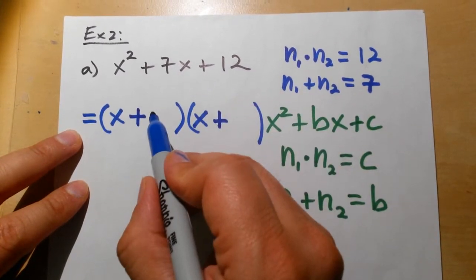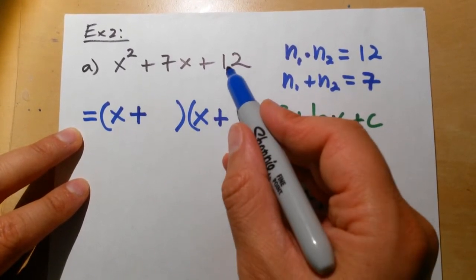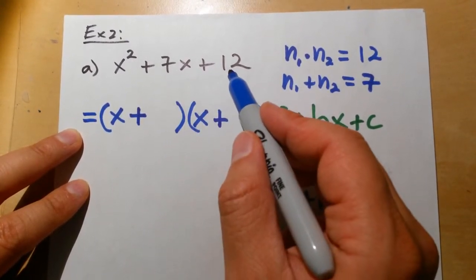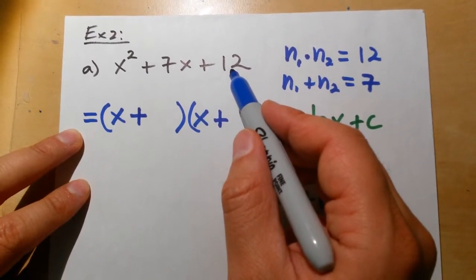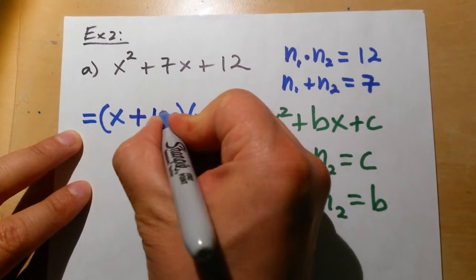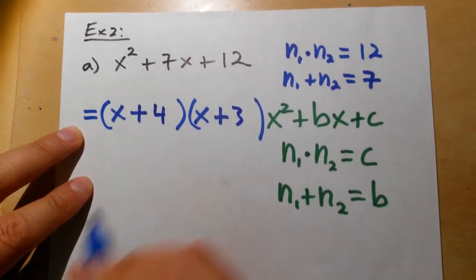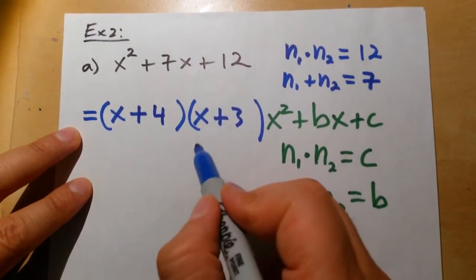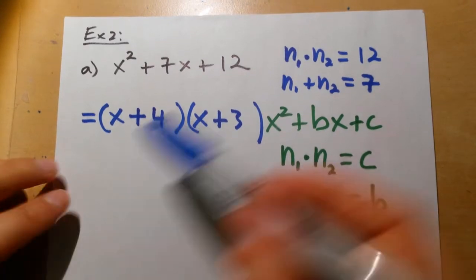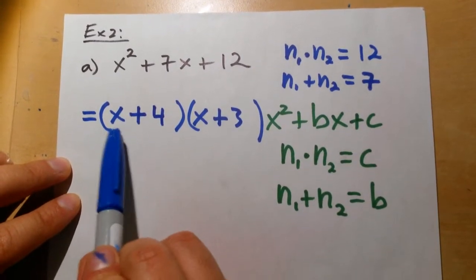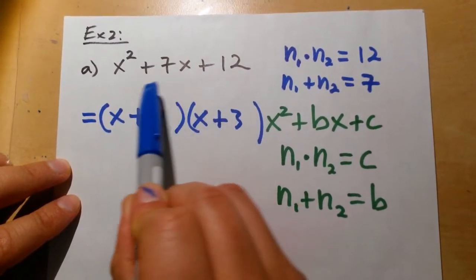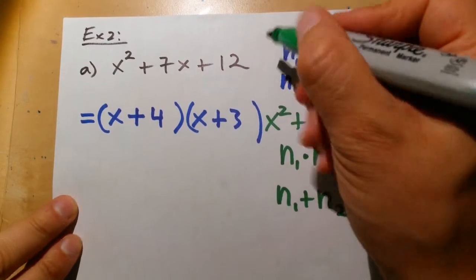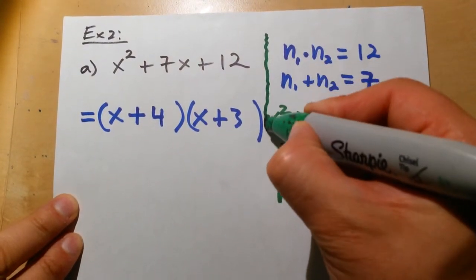Let's start with 12 times 1. That's 12, but if you add them you get 13, so those are not the numbers. 2 times 6 gives us 12, but when you add them, you get 8. What are the two numbers? How about 4 times 3? 4 times 3 gives us 12, and when we add these numbers, we get 7. So we just factored this expression. That means that when you multiply these two binomials, the result is going to be this. Let me just put here a line indicating that there's a limit. I apologize.